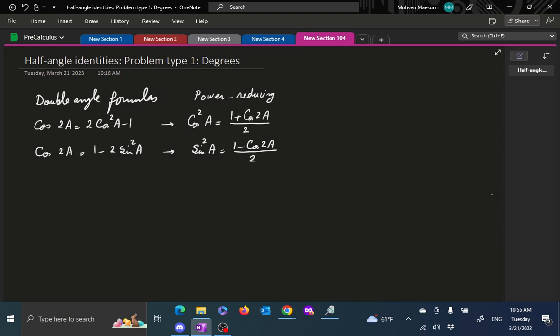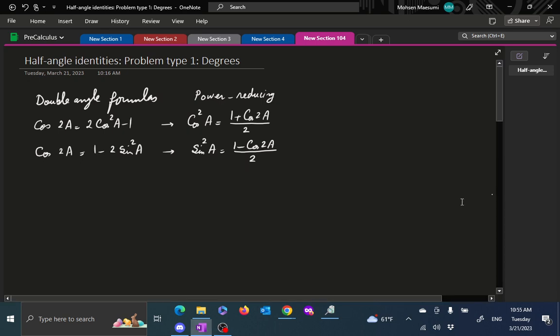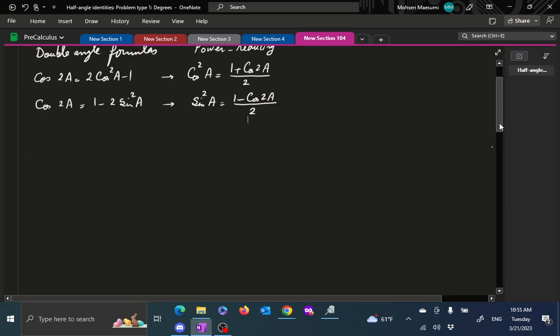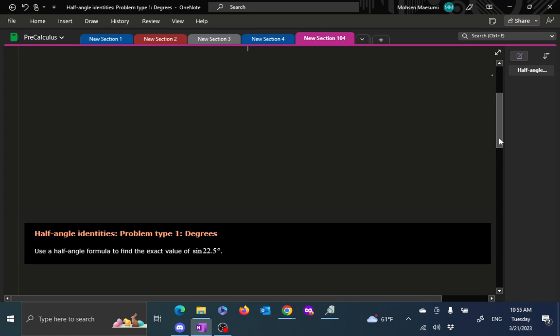The topic today is half-angle identities, problem type 1, degrees. So let's take a look at the kind of problems we are going to be solving today. The first one is: calculate the exact value of sine of 22 and a half.